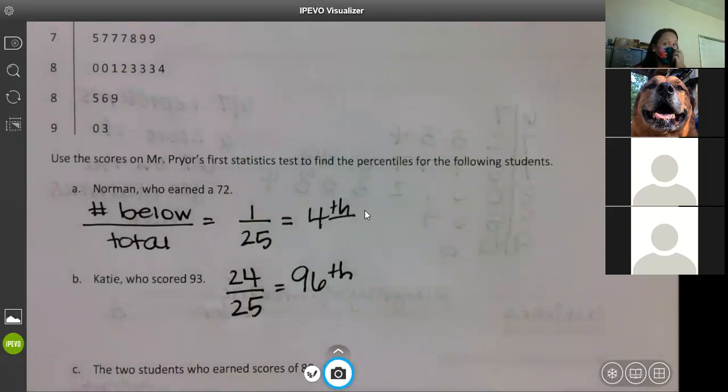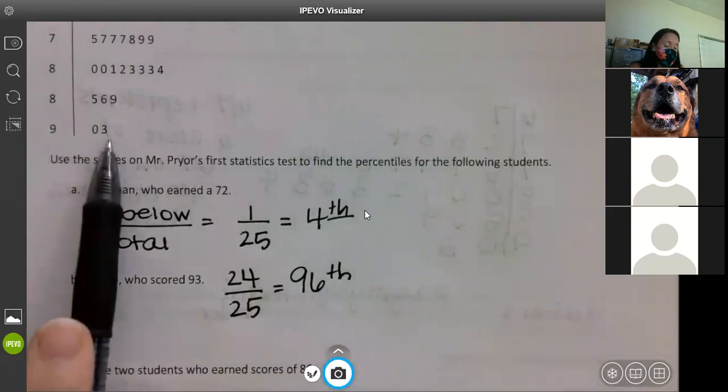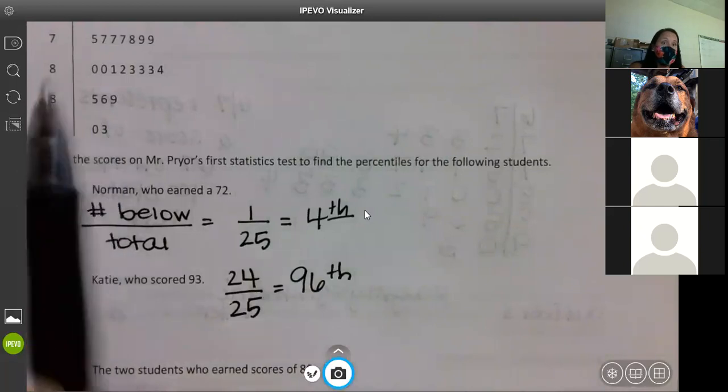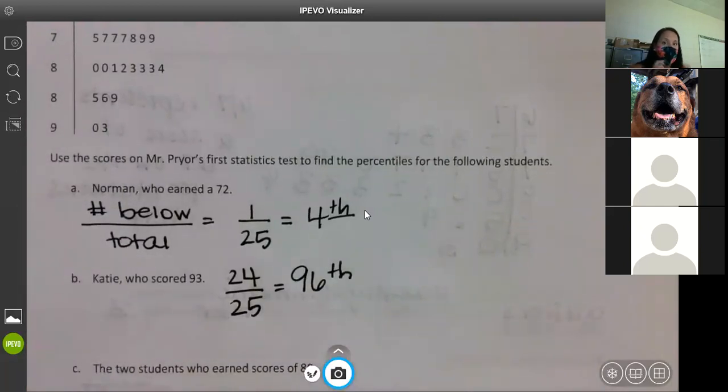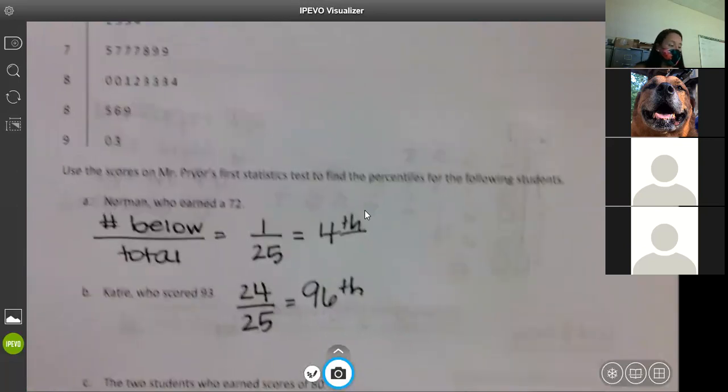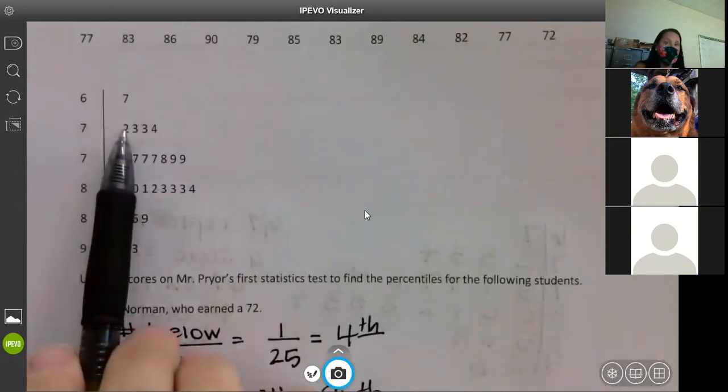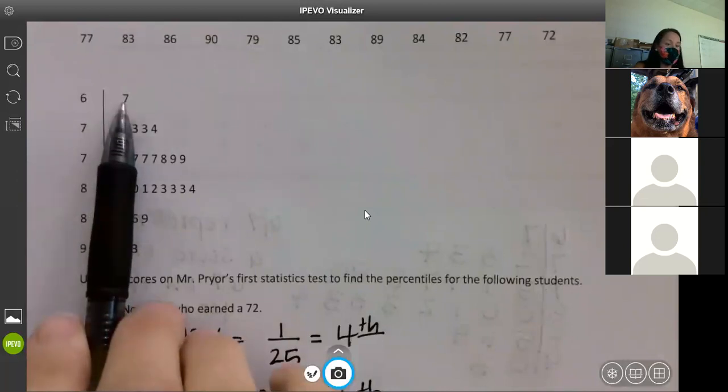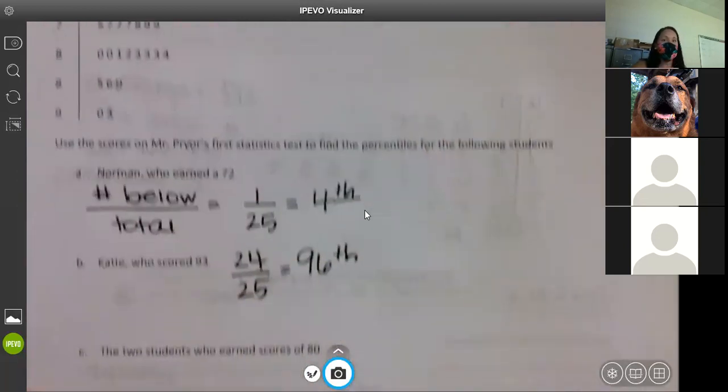I'm confused. Who? Me, Haley. I'm confused on where you're getting these numbers from. Okay. What's your highest score? 93. That's hers. So how many would be below her? Oh, okay. I get you. And then you just divide how many are below her by the total. Yes. And Norman had a 72. The only thing lower than that is a 67. So one. Oh, okay. Yeah, I get it now.